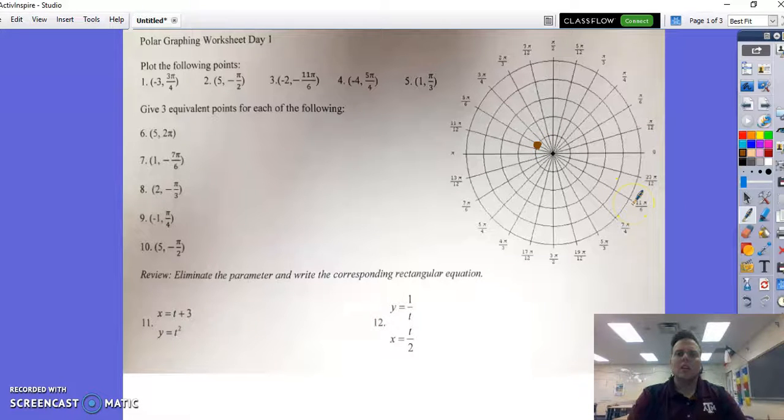Okay, so now let's think about how I can get some other points. Well, one should be fairly obvious. Couldn't I have said positive 1, 5 pi over 6? So I could have said positive 1, 5 pi over 6. Just pretend I write better.